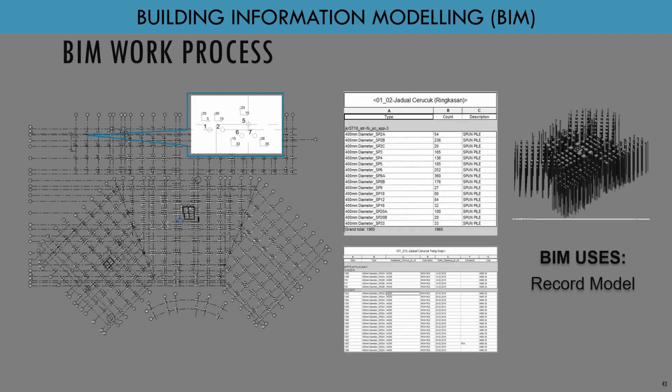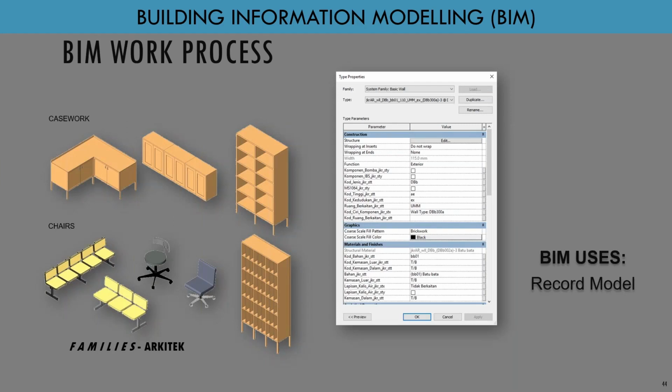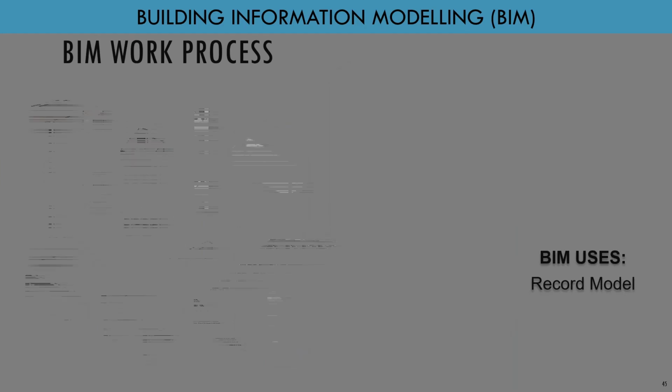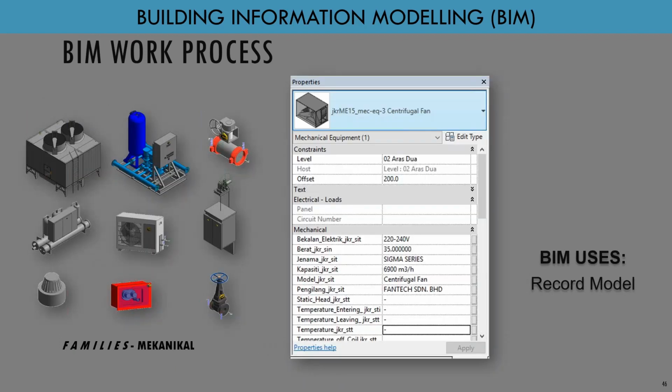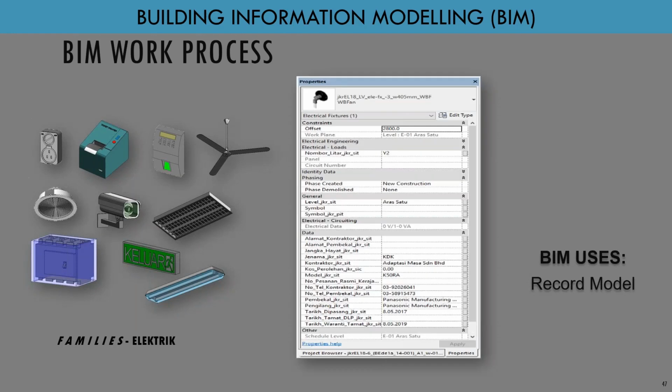Okay, and this is some example of the record model. We can come up with the spun piling by using the model. The contractor just uses the model and updates all the information inside it to produce the piling drawings. This is another example of a record model, for the architectural, structural, mechanical, and electrical components.